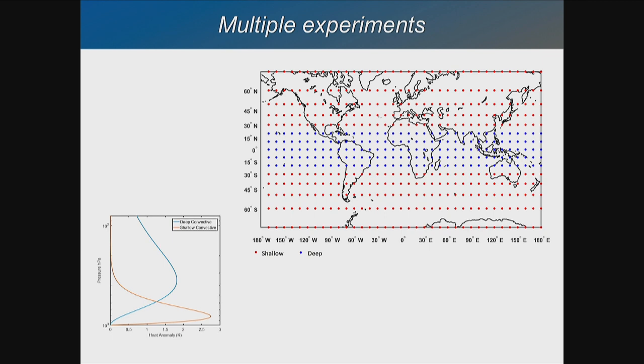We want to know about everywhere which might influence South America. So we're going to do all these experiments, every last one of them: 15-day runs for each point, heating over each point. The blue points are done with a deep convective profile, and the red points with a shallow profile.